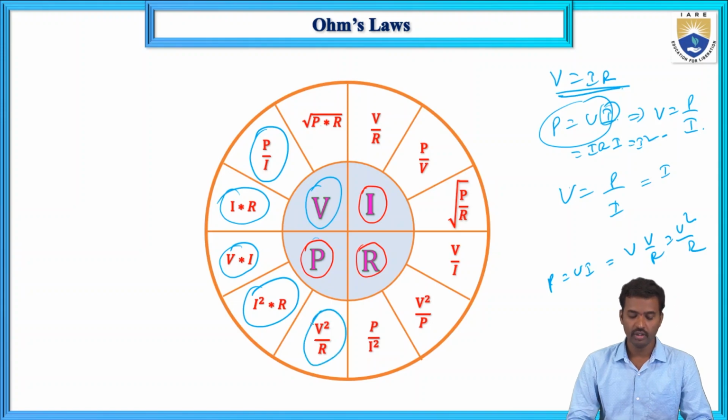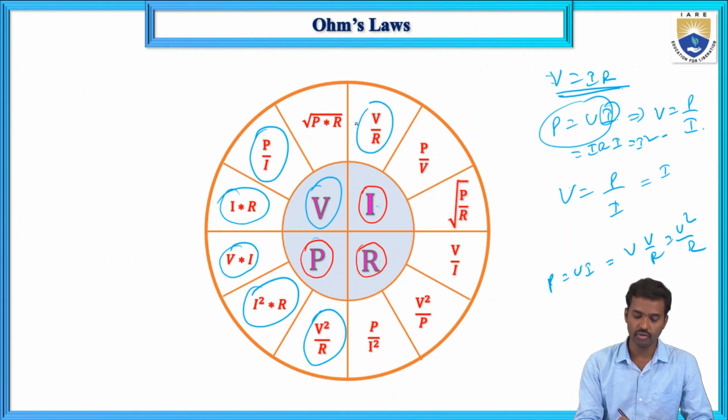Is this okay? Now, what about the current? Current equals V by R. This one is okay. And next, this current equals P by V. P equals V into I, which means current equals P by V. This one is okay.